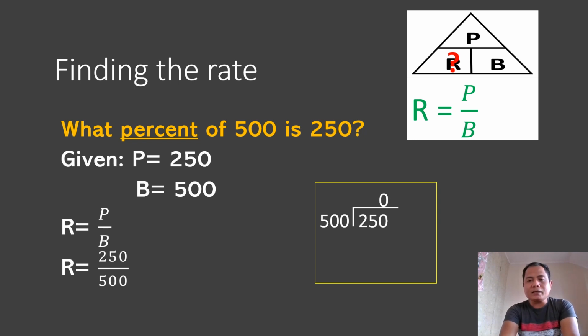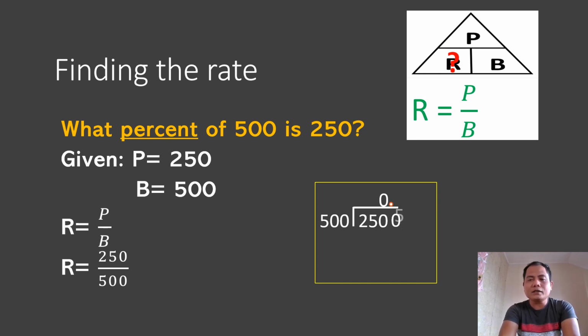So what's the next step? We will add 0 inside, so it will become 2,500. As we add 0, we also put the decimal point. Now we are going to divide 2,500 by 500.